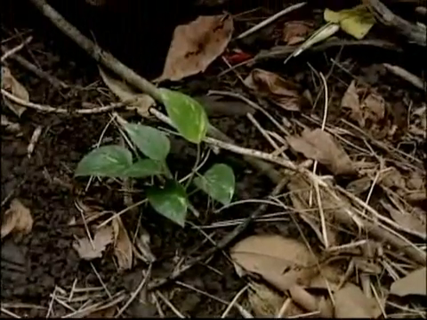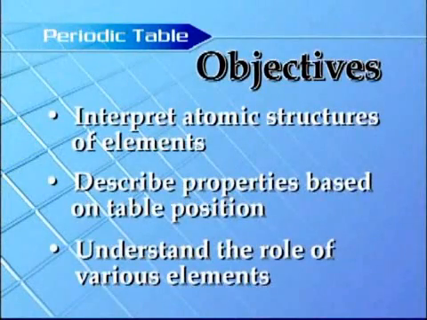In much the same way, chemists classify the elements by their similar properties. The gases that make up this atmosphere and the metals in this soil are listed on the periodic table. Today, we're going to study the organization of the periodic table and some of the elements. By the end of this program, you'll be able to interpret the atomic structure of every element on the table.